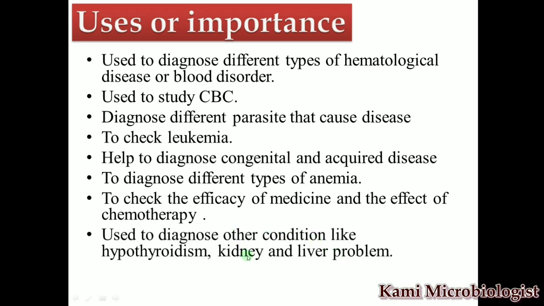Now it is also used to find other types of conditions or diseases. We can also make the blood film to check different types of diseases or other conditions, like hyperthyroidism, which means a high level of hormone secreted from the thyroid gland, kidney related problems and liver related problems as well. So for that purpose the blood film is also important.